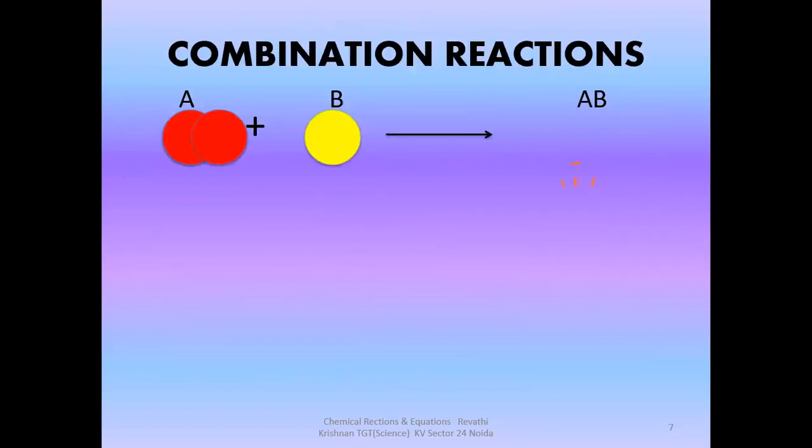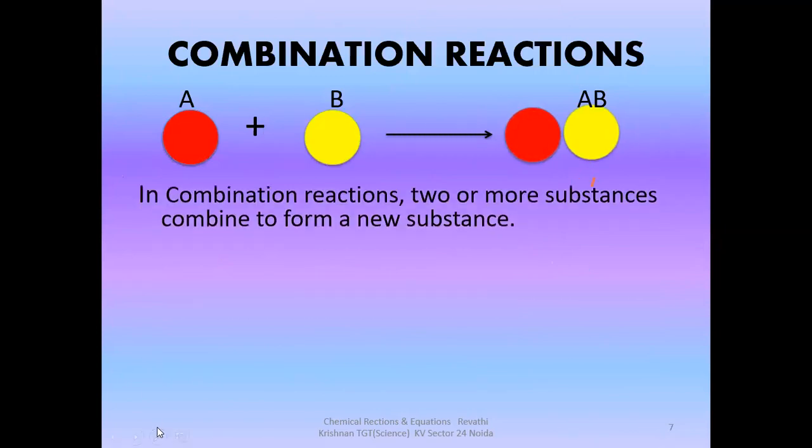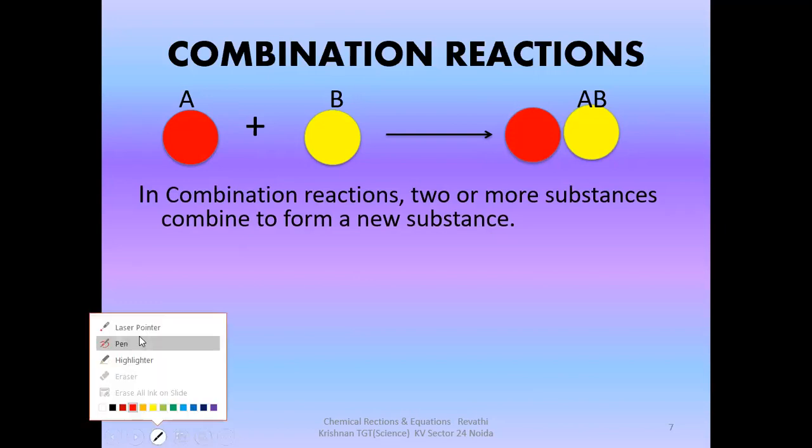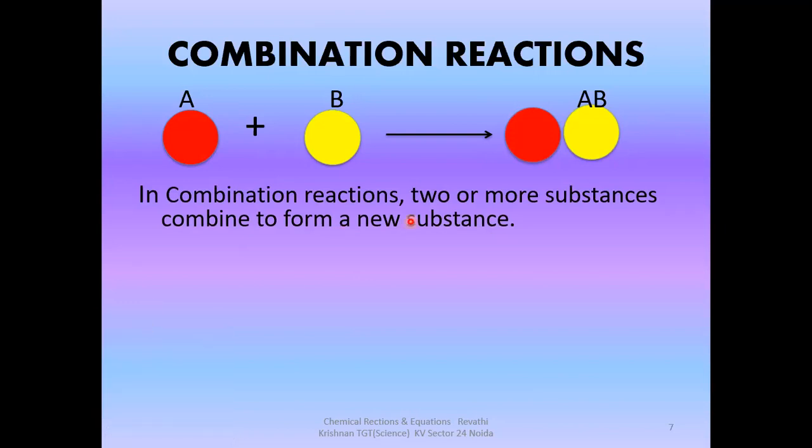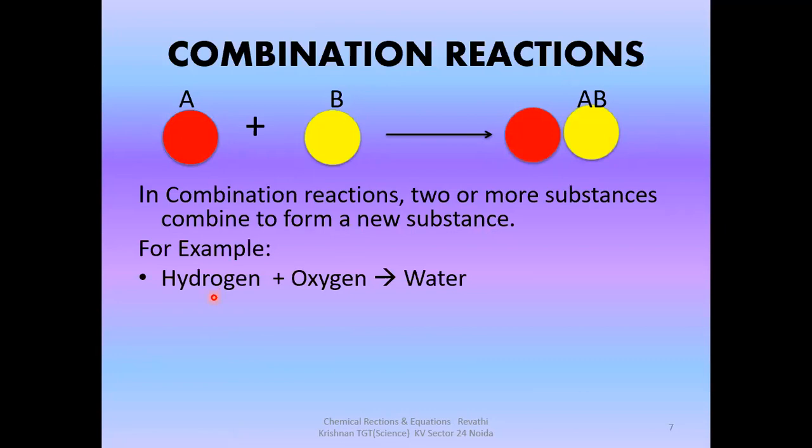First, let's start with combination reactions. In combination reactions, 2 or more substances combine to form one single substance. Let's say we have 2 reactants A and B. They combine to form one single product AB. For example, hydrogen combines with oxygen to give water. The equation can be written as H2 plus O2 gives H2O.